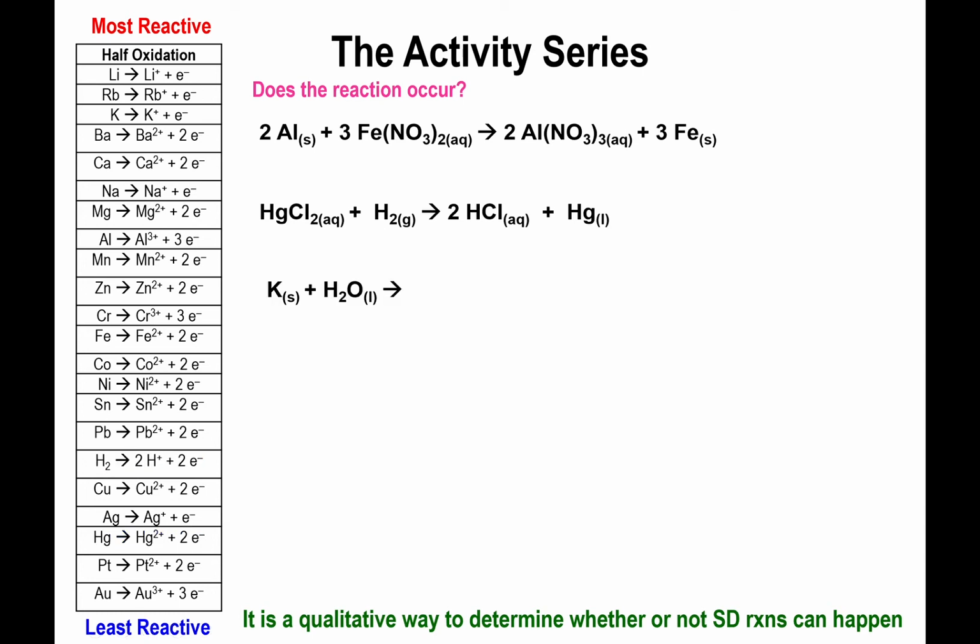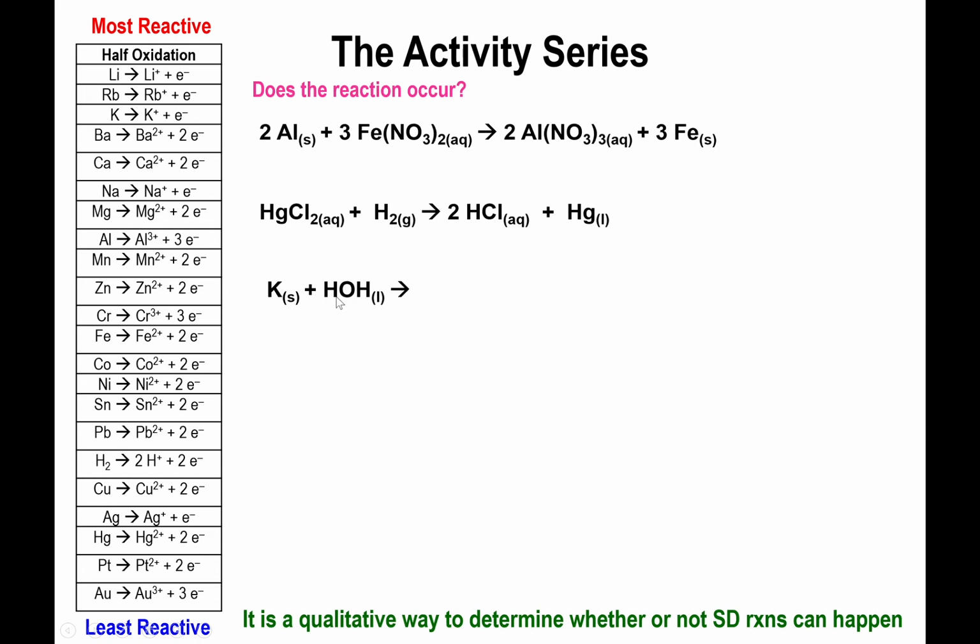All right, let's do another example. We have now potassium with water. Now, this is a little bit tricky because nowhere on the list do we have water present. But once again, this is a single displacement reaction because one of the reactants is by itself in elemental form, specifically potassium. So we're asking the question, is potassium higher on the list than the cation of water? And the cation of water is basically H.